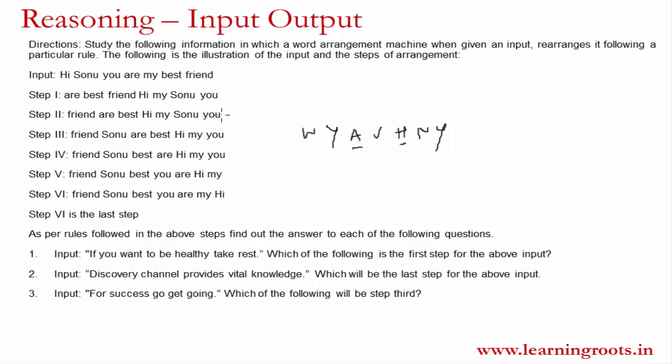So basically what they are doing in step 1 is that they are arranging it in an alphabetical order. So you can be very sure of this. So you can simply say that there is an alphabetical order that is being followed. What about the second step? The second step says that friend, R, best, hi, my, Sonu, you.